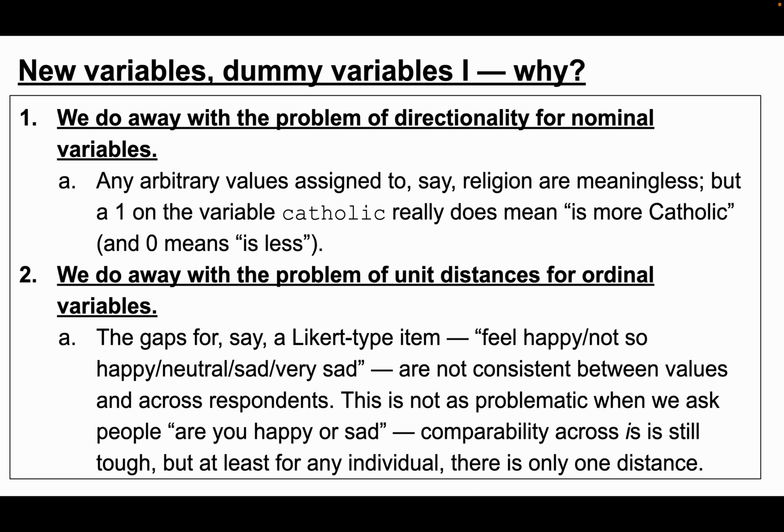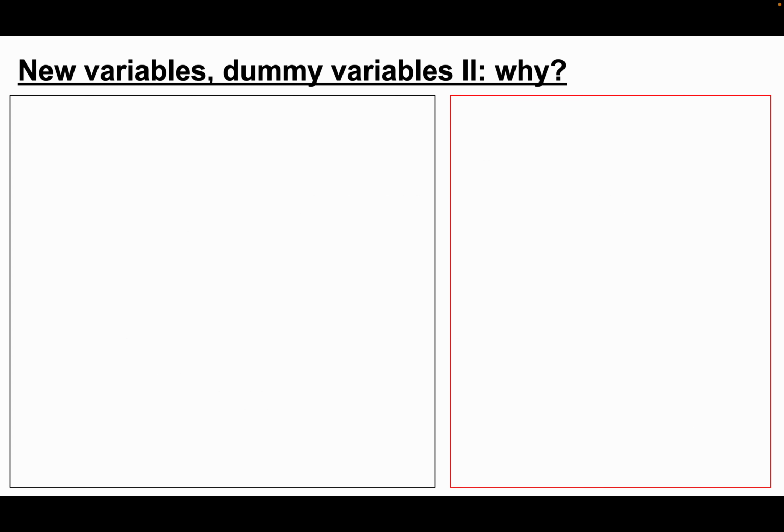So this is not as problematic when you ask people something like, are you happy or are you sad? So comparability across individuals is still tough. What it means for someone to go from happy to sad might be different depending on the person, but for any individual, there's only one distance. So we're not trying to compare, say, going from pain from 1 to 2, 2 to 3, like those questions you get in the doctor's office. We're saying, are you in pain or are you not? And there's nothing to compare it to. So we do away with that problem.